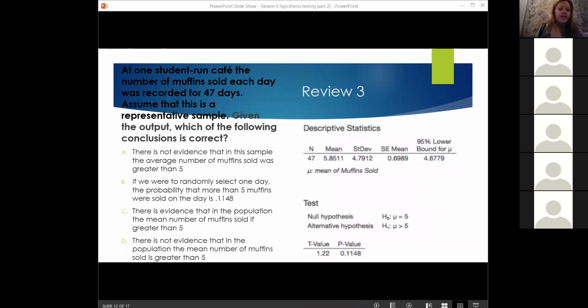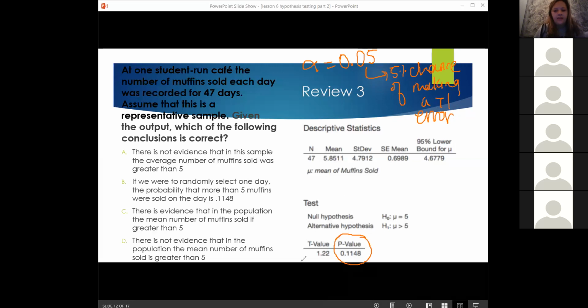All right, great job, guys. So if we look at this Minitab output over here, we have our p-value here, and we always assume that if we're not given our alpha level, we're just going to assume that's 0.05, 5%. So remember, this is a 5% chance of making a type 1 error.